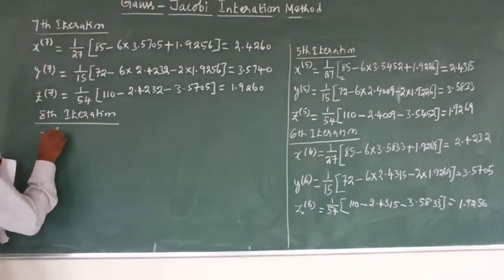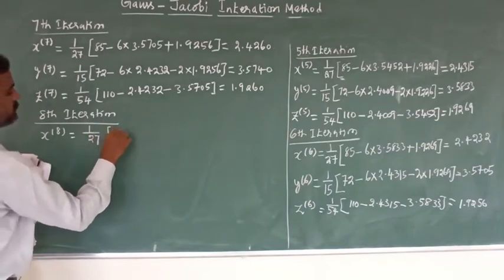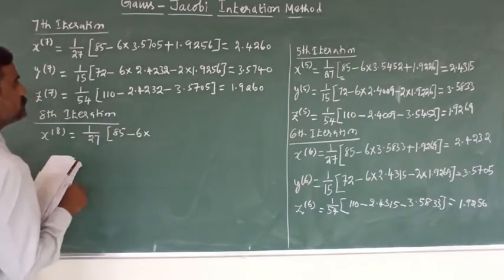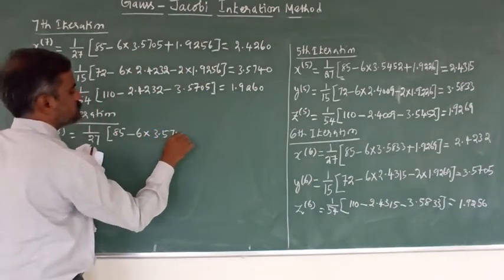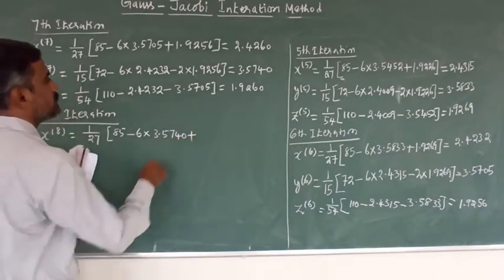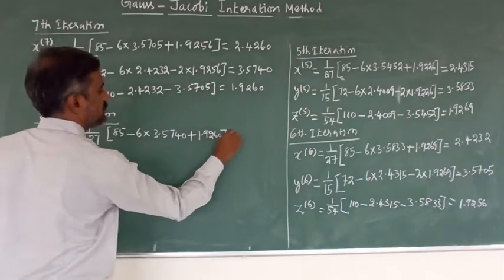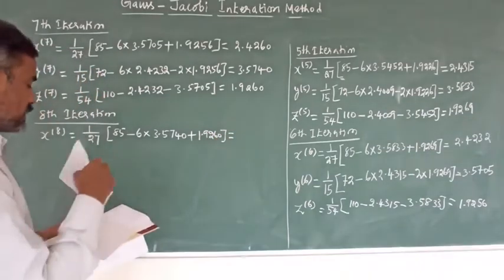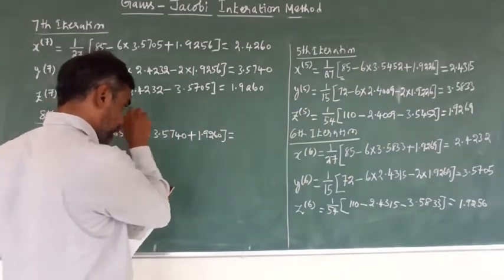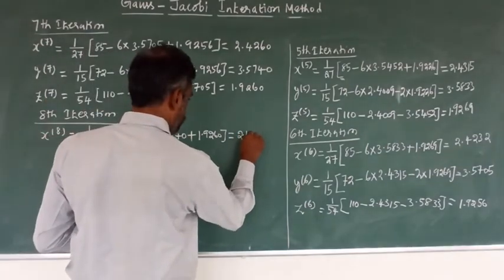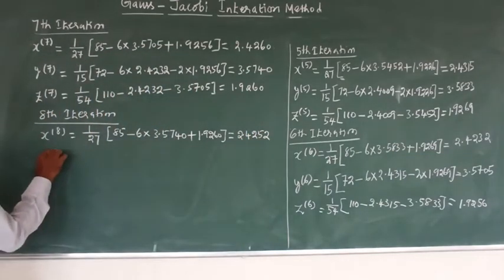x8 equals 1 divided by 27 within bracket 85 minus 6 into y value 3.5740 plus z value 1.9260, and simplify, we can get the result 2.4252.